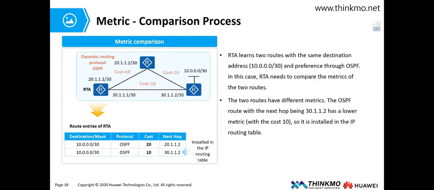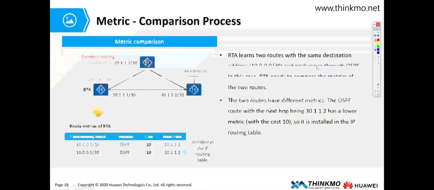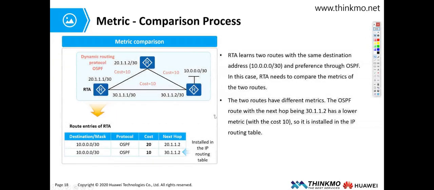If all our routes are learned through OSPF, then our priorities are the same, both being 10 and cannot be distinguished. At this point, our RTA here needs to consider another parameter. RTA has learned two routes with the same destination through OSPF, both being 10.0.0.0/30. In this case, the priority result cannot be determined because both are learned through OSPF. At this time, I will compare the cost values.